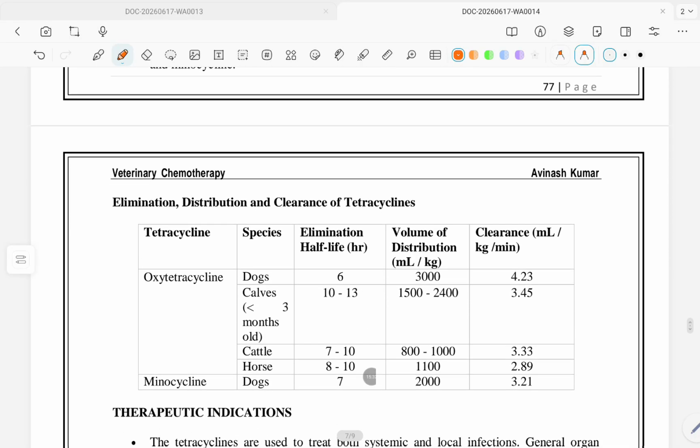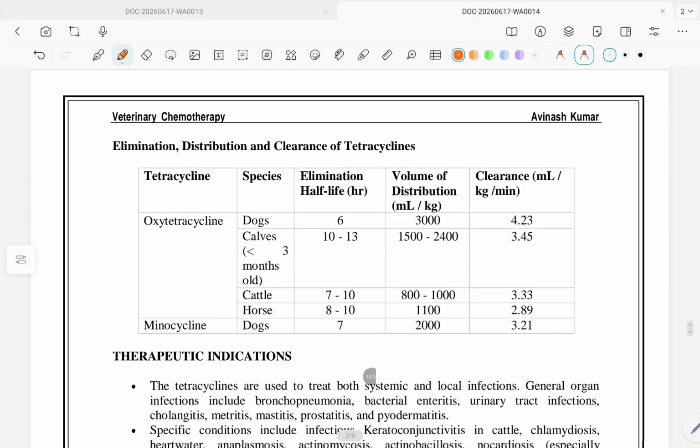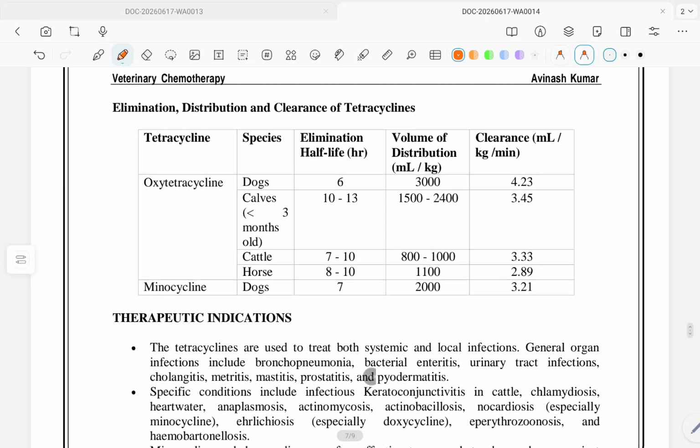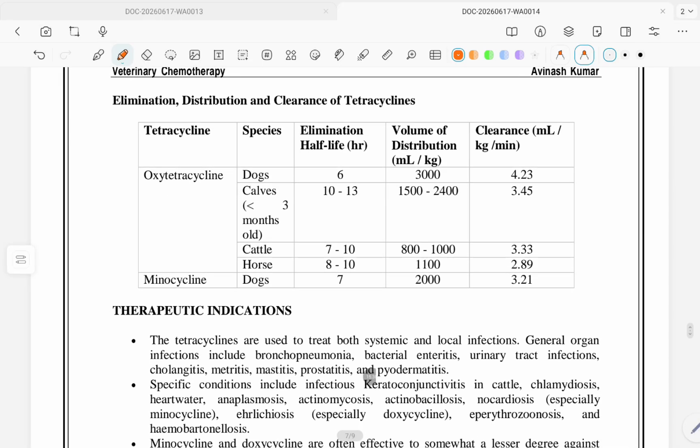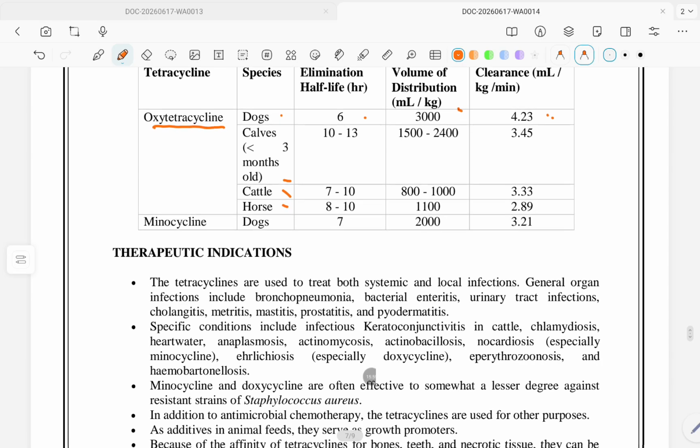Elimination, distribution and clearance of tetracyclines. Oxytetracycline dose, volume of distribution, clearance: dogs, cow, 3-month-old cattle, horse. Minocycline, dog.